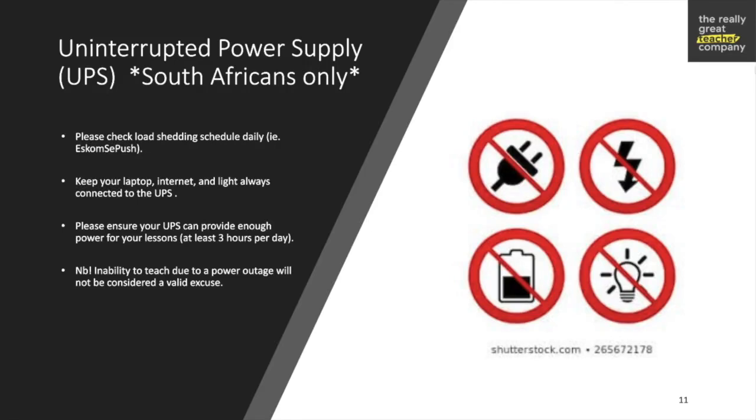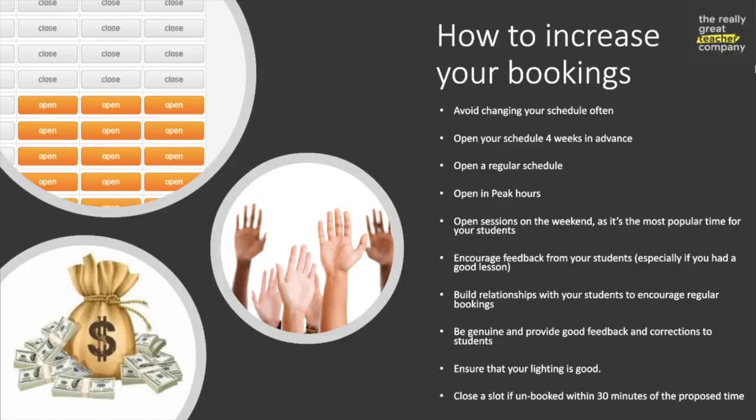Here are some details regarding our uninterrupted power supply. So please check your load shedding schedule daily. Keep your laptop, internet, and lights always connected to your UPS or inverter. Please ensure that your power supply can provide you with enough power for your lessons for at least 3 hours per day. Also note that the inability to teach due to a power outage will not be considered a valid excuse, and any penalties that come from those will surely apply.